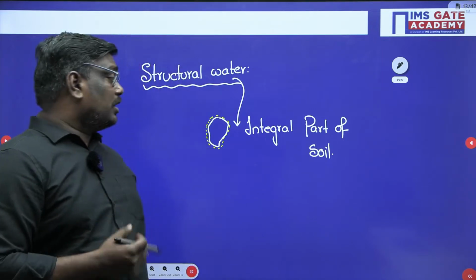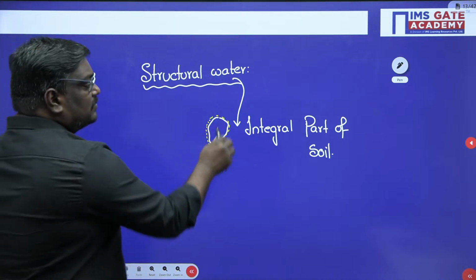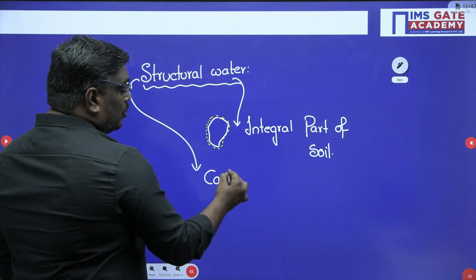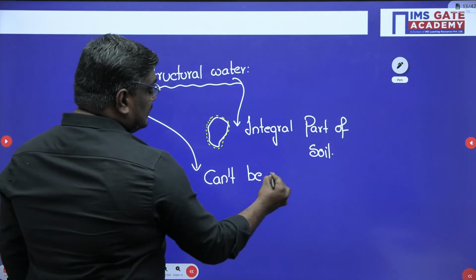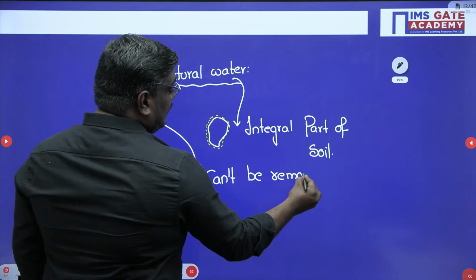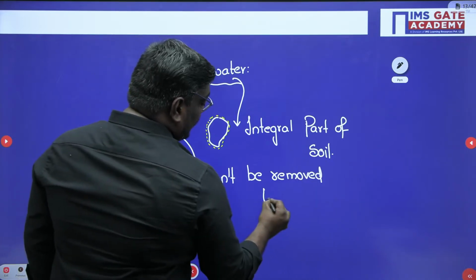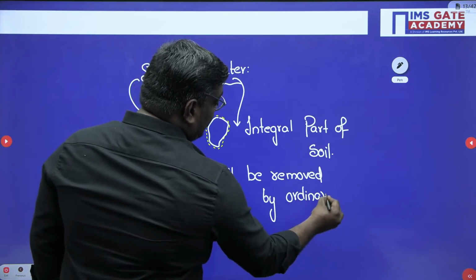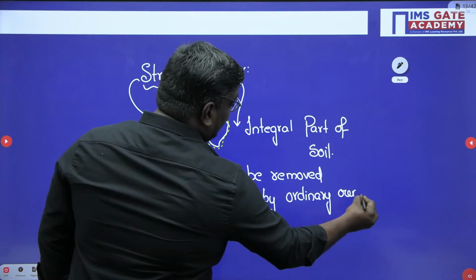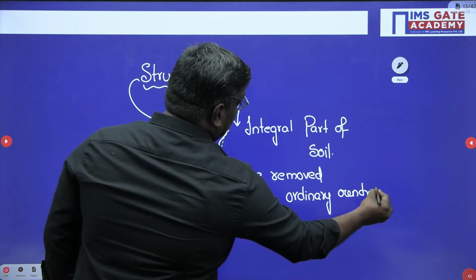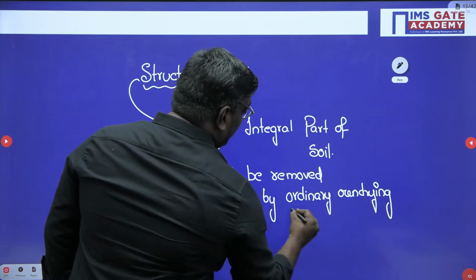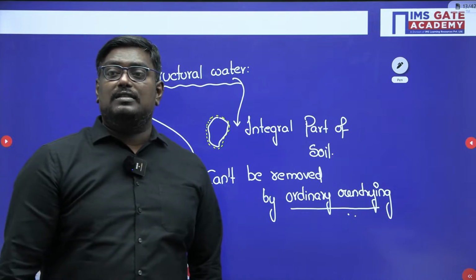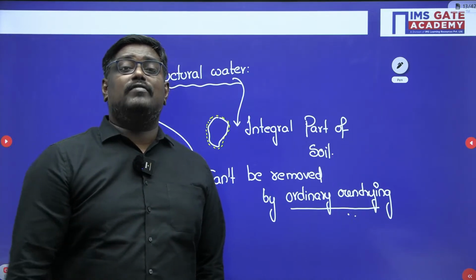Similarly in water also, as it is an integral part of the soil, this structural water cannot be removed by oven drying. Ordinary oven drying, because if you do oven drying, definitely water should evaporate. But this structural water cannot be removed by ordinary oven drying, because it is an integral part of the soil.